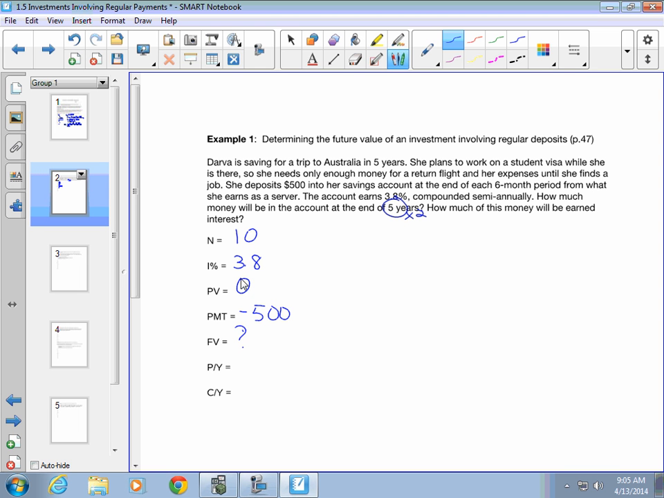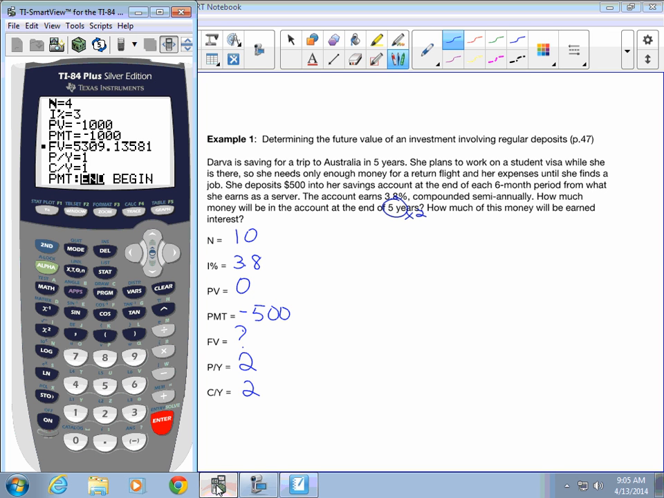Payments per year, it says she's doing this every 6 months, so twice a year, and this is compounded semi-annually, so twice. So we have N equal to 10, interest is 3.8. Present value, she didn't have anything when she started, but she is investing $500 every 6 months. Future value, you can just leave it there and come back to it. Payment per year is 2. Compounds per year is 2.